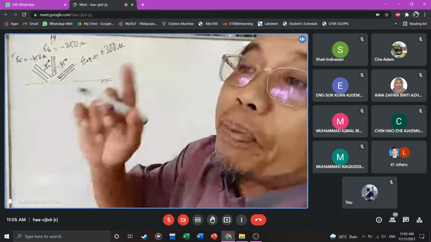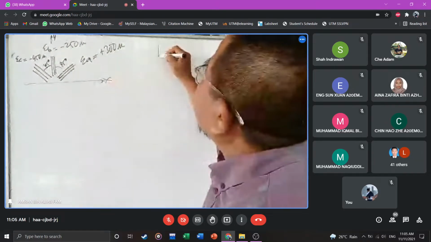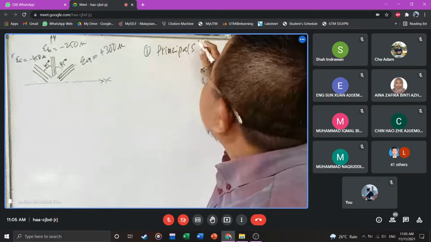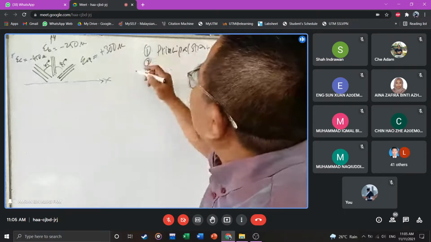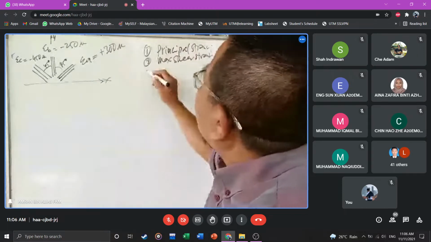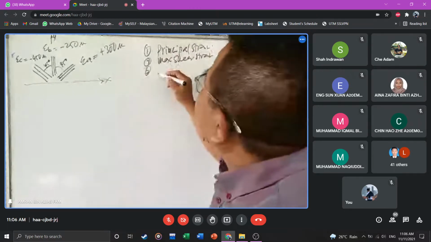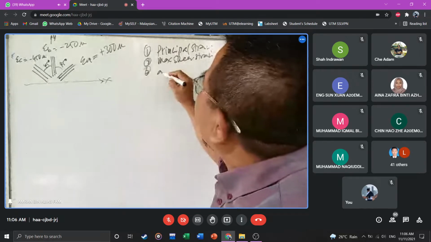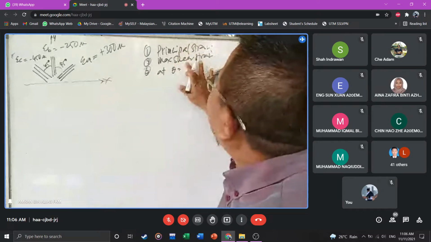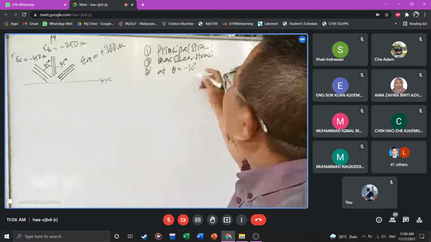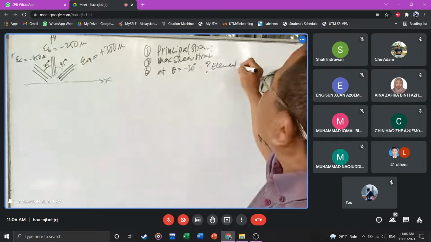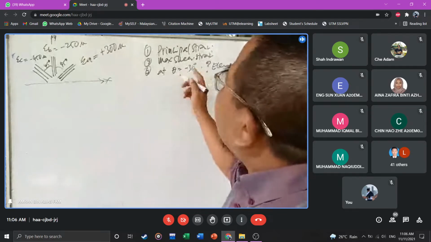I want to find the principal strain. Number two, I want to find the maximum shear strain. And then I want to find the strain at theta equal to minus 30 degrees. Draw the element at theta minus 30 degrees.